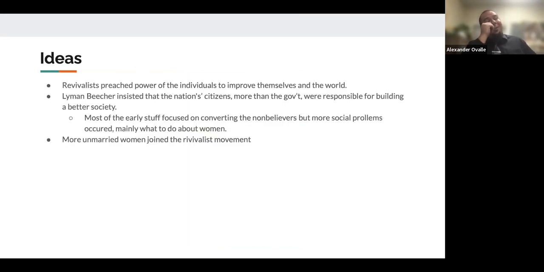So, ideas. Now, revivalists preach power of the individual to improve themselves and the world. Lyman Beecher insisted the nation's citizens, more than the government, were responsible for building a better society. So most of the early stuff focused on converting the non-believers, but more social problems occurred. Mainly, what do we do about women? So more and more unmarried women will join the revivalist movement.